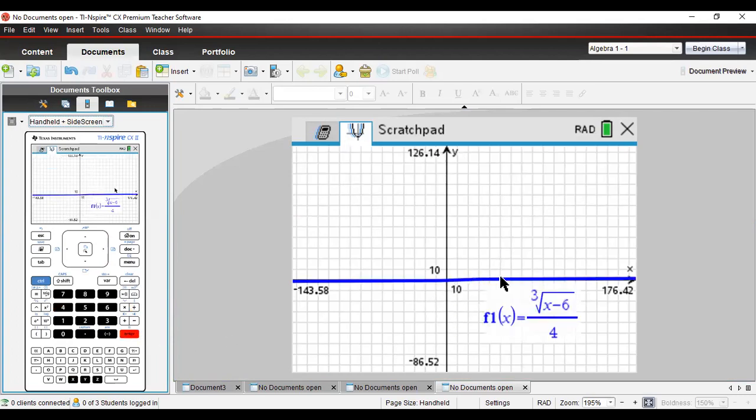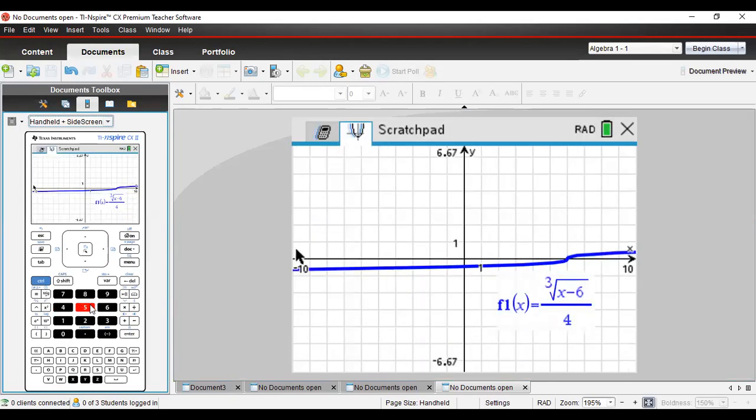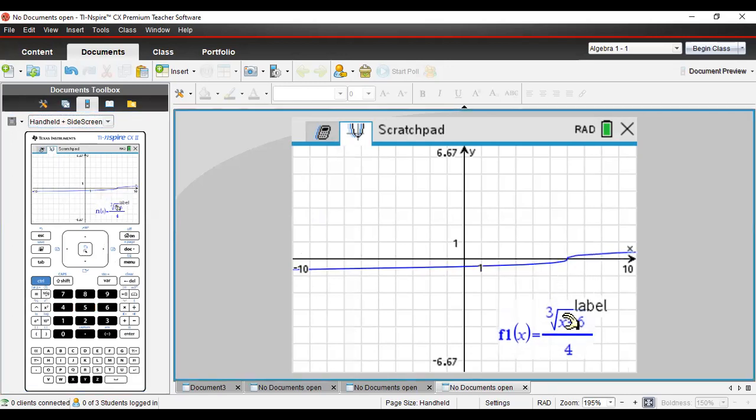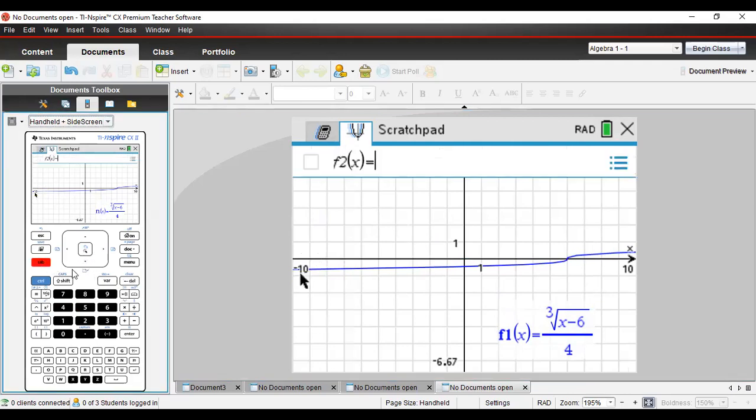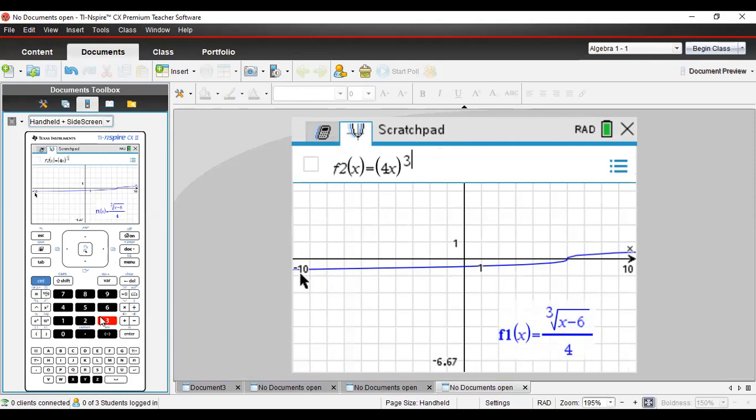And that's what it looks like. Let me see here. I'm going to do menu 45, go back to the original. All right, so that's what the function looks like. Now, I'm going to try to find the inverse. So I'm going to type in my inverse. We said it was parentheses 4x raised to the third power. And then we're going to add 6. And then we press enter.